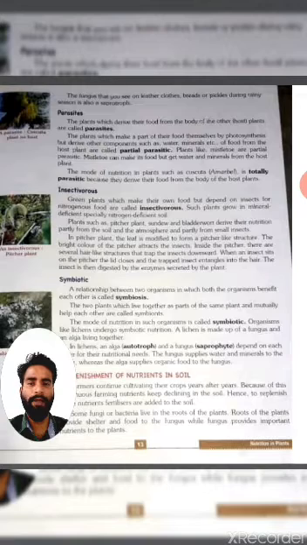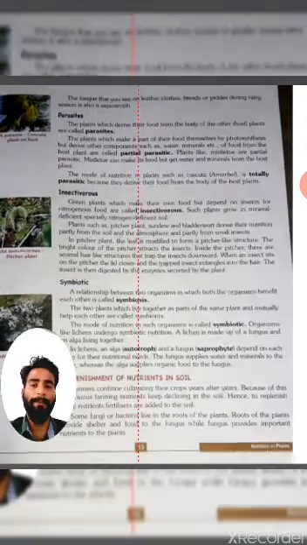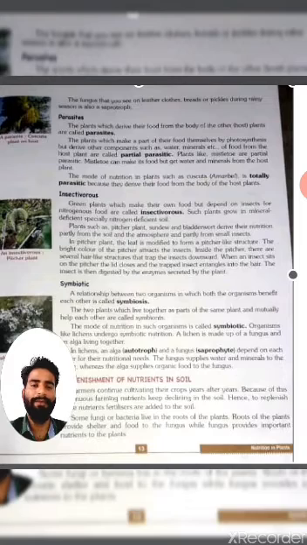Insectivorous. Insectivorous means green plants which make their own food but depend on insects for nitrogenous food. Such plants grow in mineral-deficient, especially nitrogen-deficient soil. Plants such as pitcher plants, sundew and many others derive their nutrition partially from the soil and atmosphere and partially from small insects.